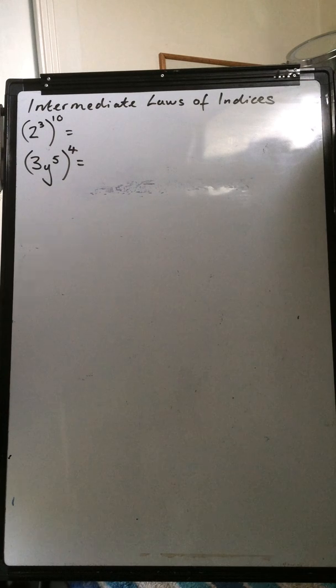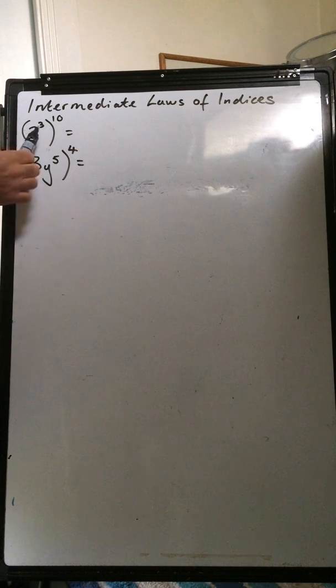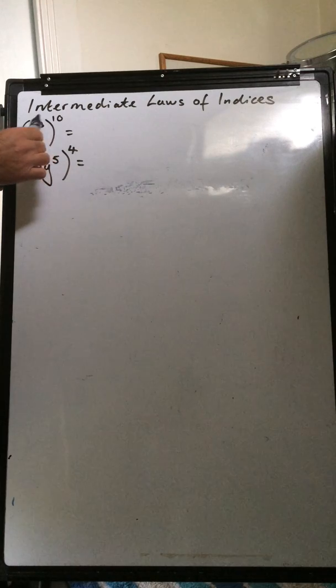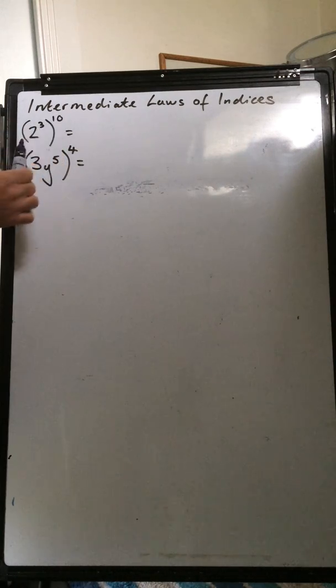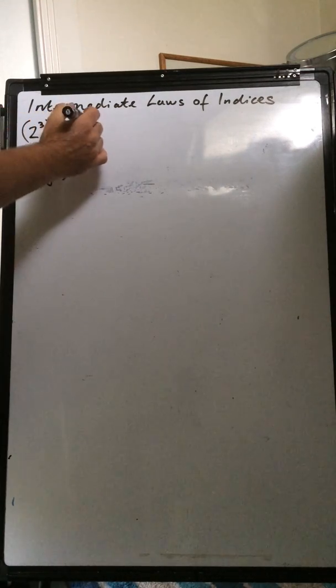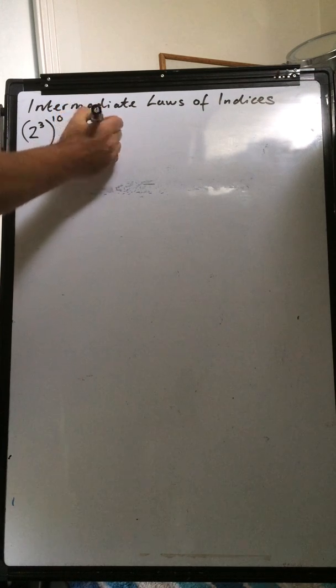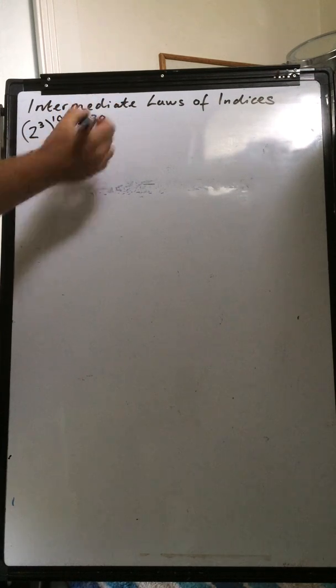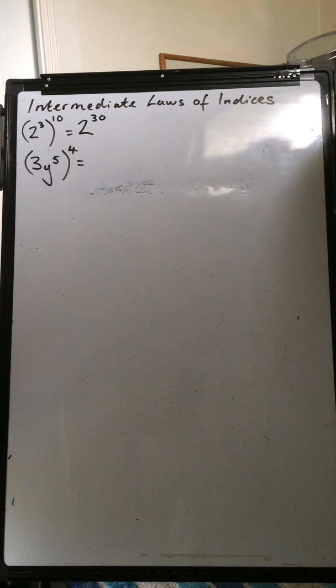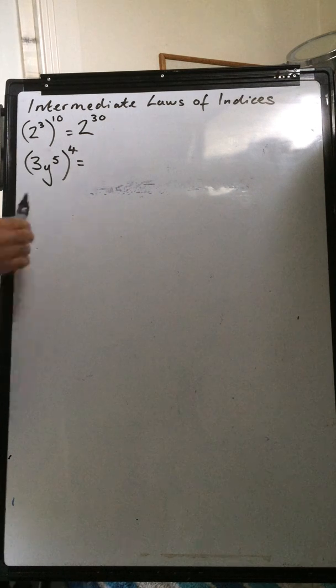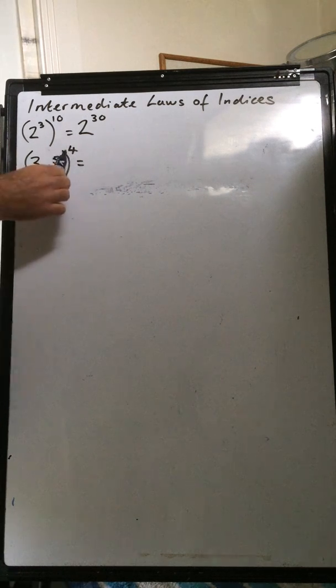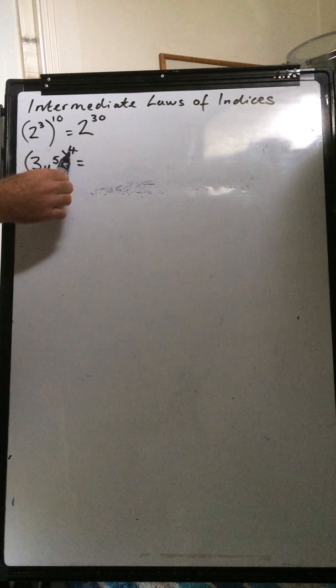So here we've got 2 to the 3 to the 10. When we raise a power to a power, we multiply the numbers. So in this case, this is going to give us 2 to the power of 30. Likewise here, 3y to the 5 to the 4, both of these are being raised to the power of 4.